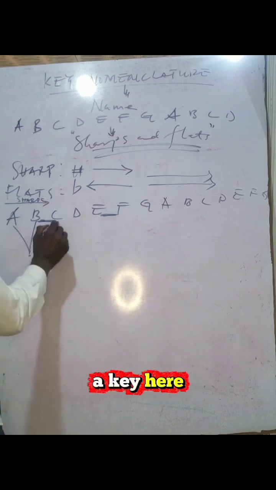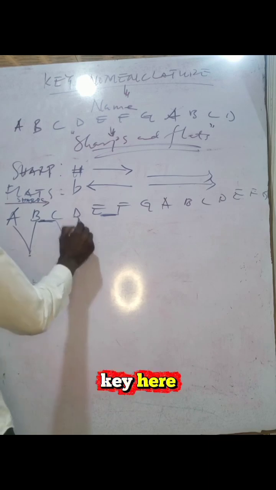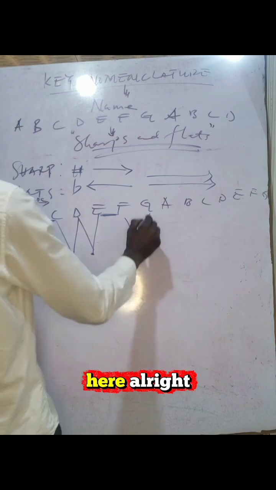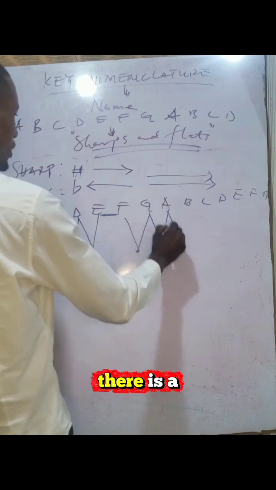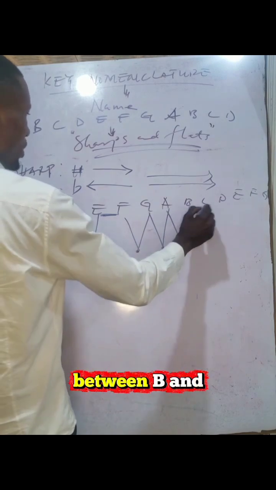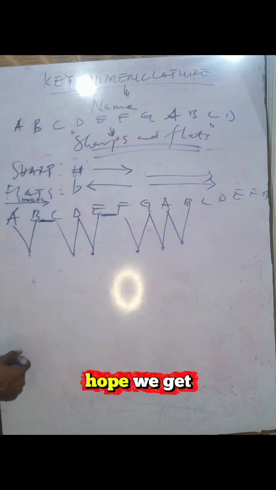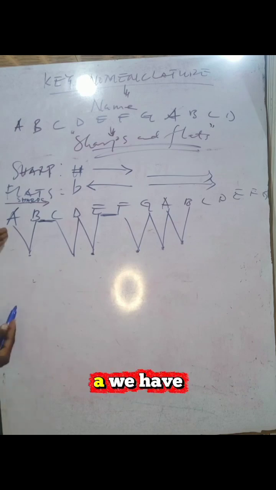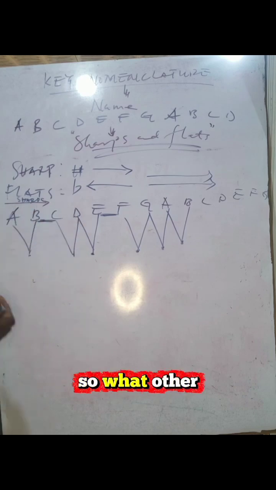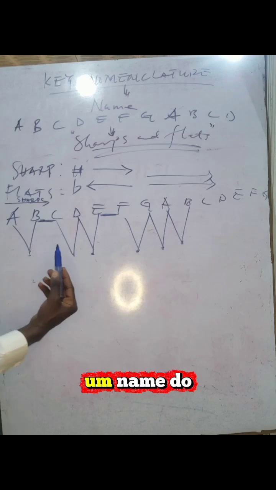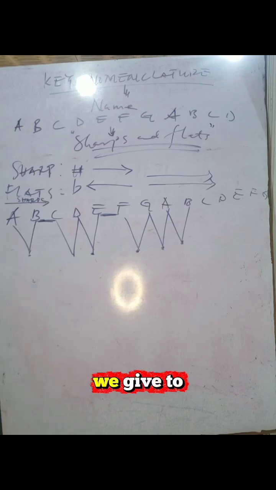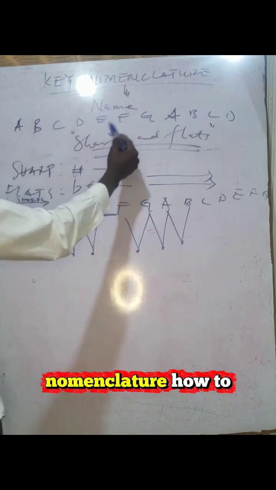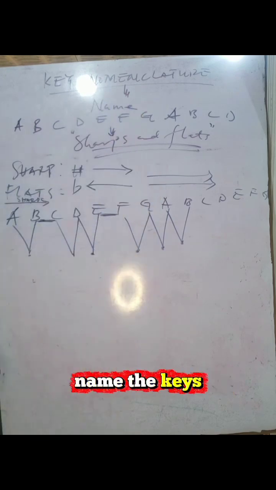So there is a key here, there is a key here, there is a key here, and between B and C, there's a natural semitone there. Hope we get it now. So how do we now name this? If we have A, we have B, we have C, what other name do we give to the keys that are here? That's what we call key nomenclature, how to name the keys in music.